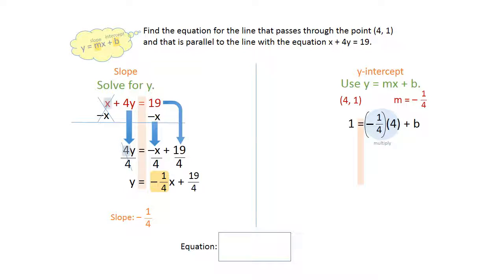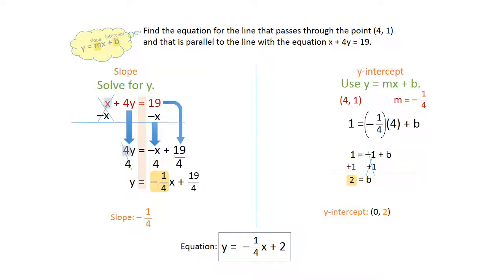Multiply the -1/4 by 4 to get -1 and rewrite the equation. The second thing we're going to do is add that 1 to both sides and get 2 on the left hand side. So this 2 is actually our y-intercept, and now we have everything we need to write the equation. It's going to use that -1/4 slope and that positive 2 for the intercept.